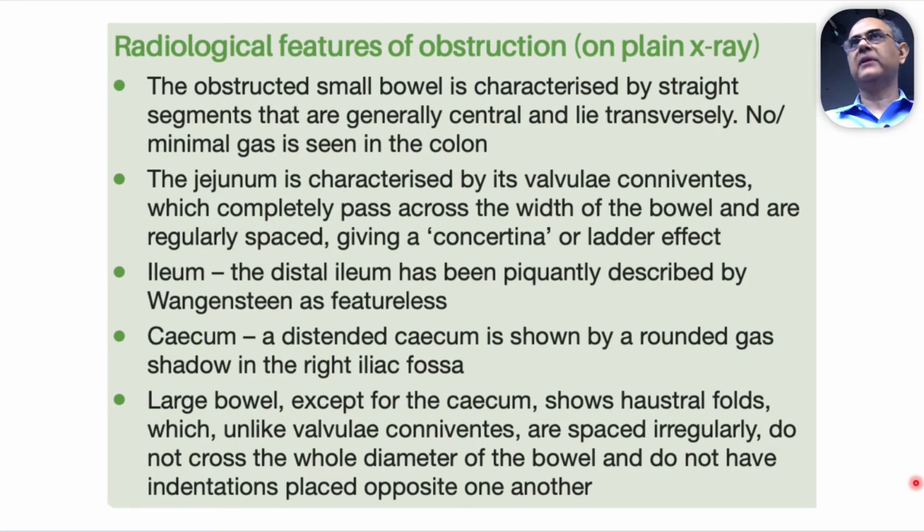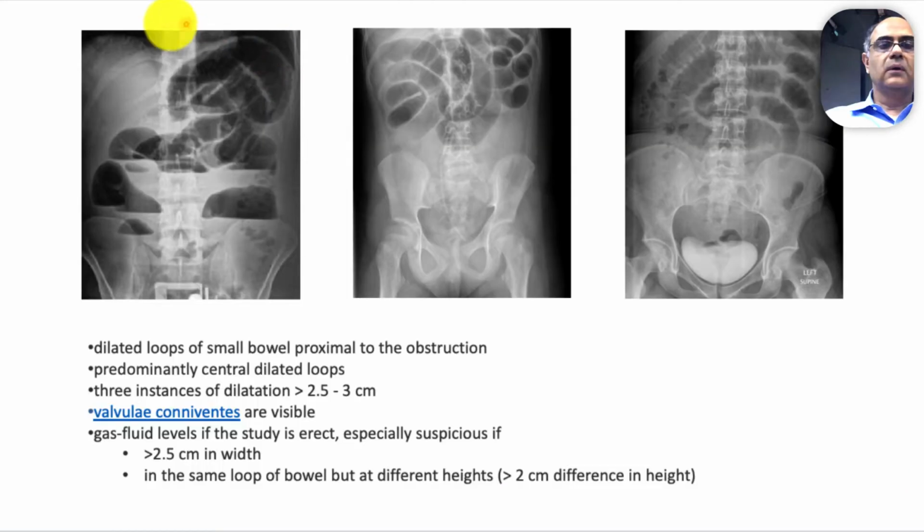So this is the thing you are looking for in the small bowel obstruction. In large bowel there is more gas as compared to fluid. So if there is a massive distension of the large bowel, that will be seen in the X-rays. This is an X-ray abdomen, erect posture.